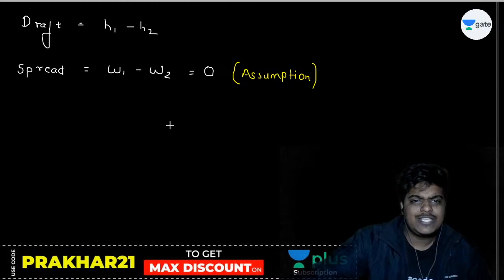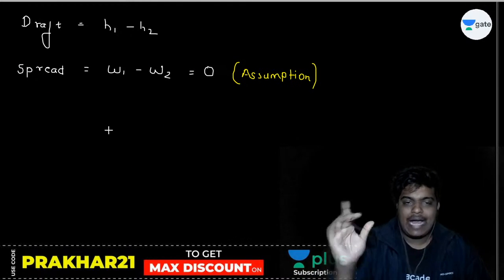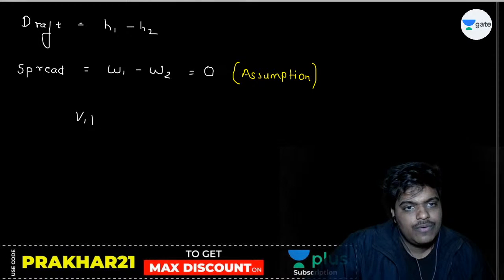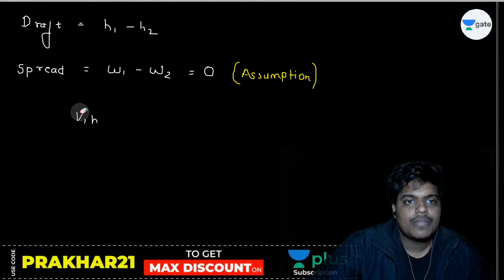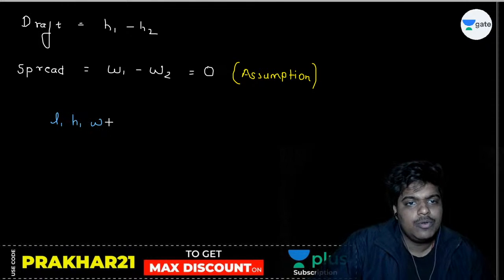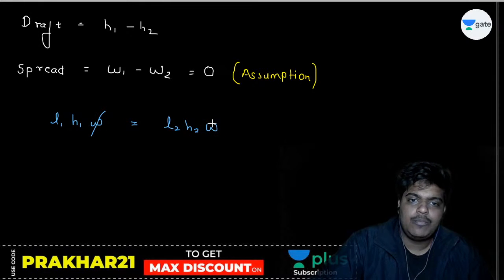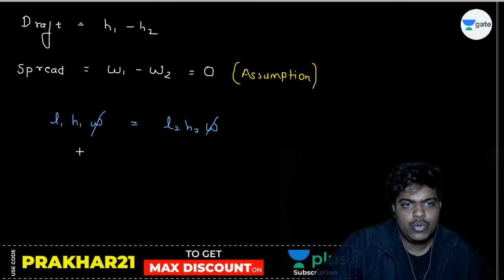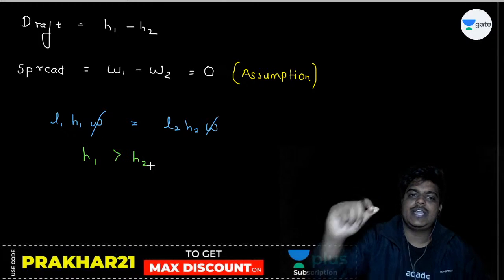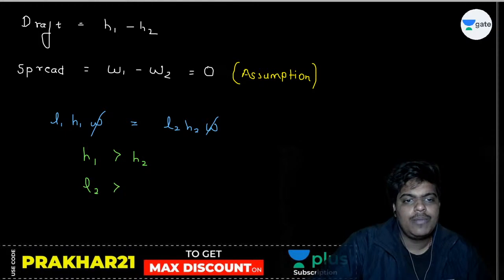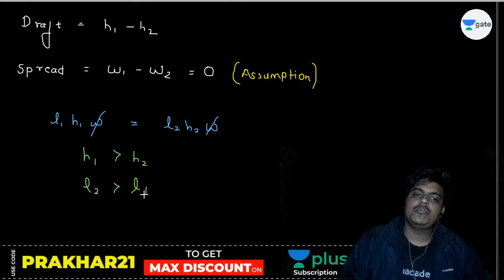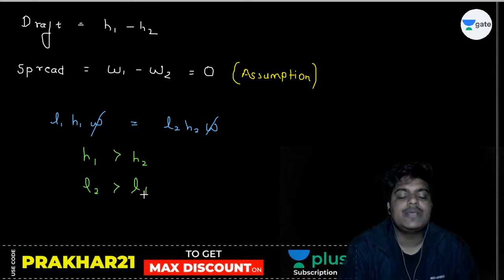देखो, एक छोटी छोटी सी चीजें हैं. द वॉल्यूम बिफोर एंड आफ्टर विल रिमेन कांस्टेंट. V1, sorry, L1, H1, W. This is the volume before, and L2, H2, W. This is the volume afterwards. W and W gets cancelled. You know that H1 is greater than H2 because there is a reduction in height. Can you say L2 will be more than L1? Obviously you can say that. इसमें इतनी बड़ी बात क्या है?